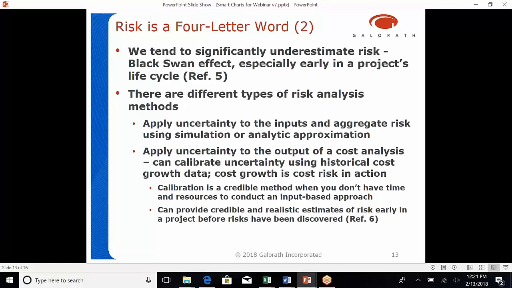Cost growth is cost risk in action. Calibration is also a credible method when you don't have time and resources to conduct an input-based approach, and it can provide realistic estimates early in the project. And I have a paper on this that's been accepted for a presentation at this year's SEER conference.